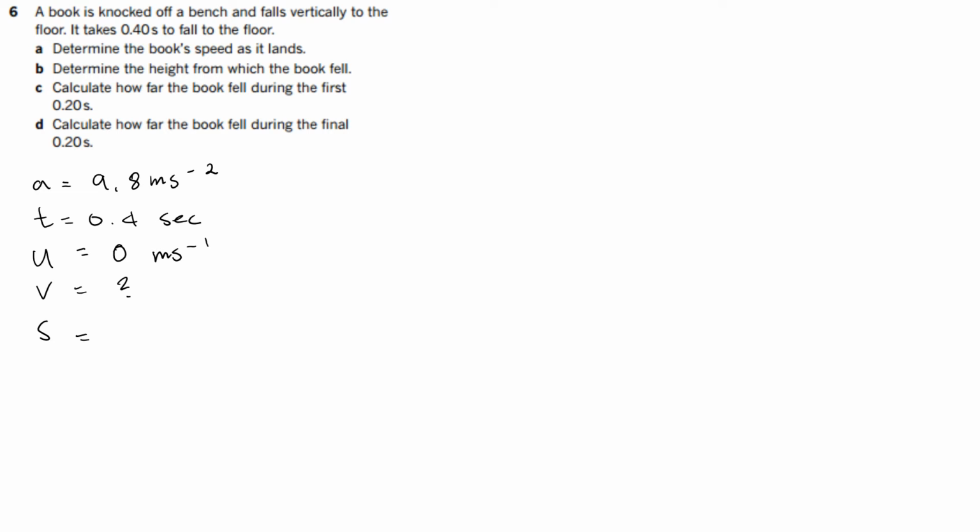So we need to use an equation that doesn't need s, but includes these 4 variables, and that is v equals u plus at. So we're going to use that equation. v is our unknown, so let's leave it at v. u is 0, plus acceleration 9.8 times 0.4, and that's equal to 3.92. So you can say the book's speed as it lands is 3.92 meters per second.